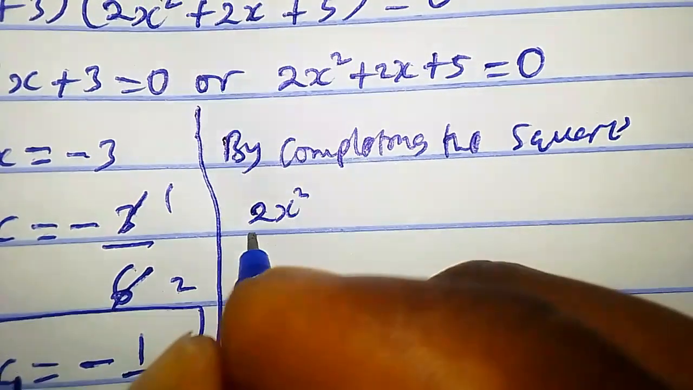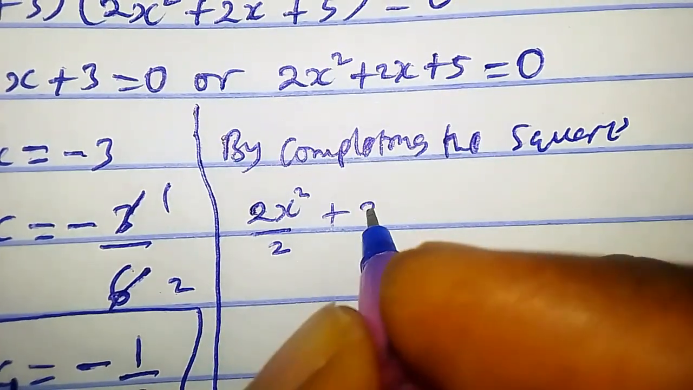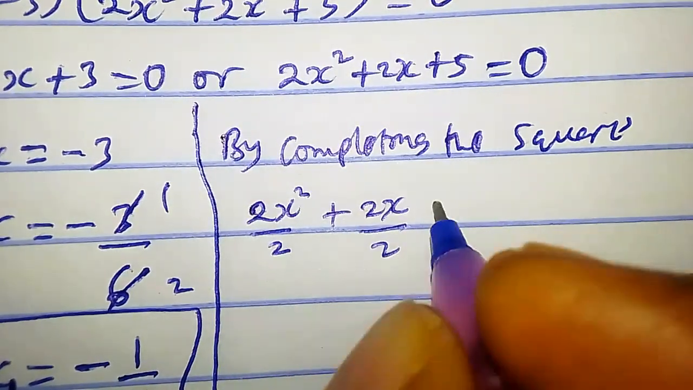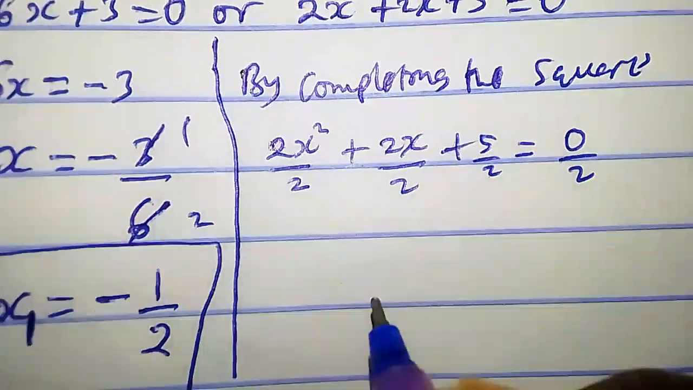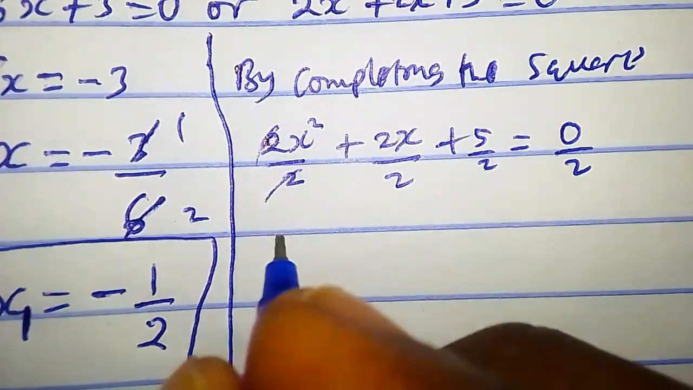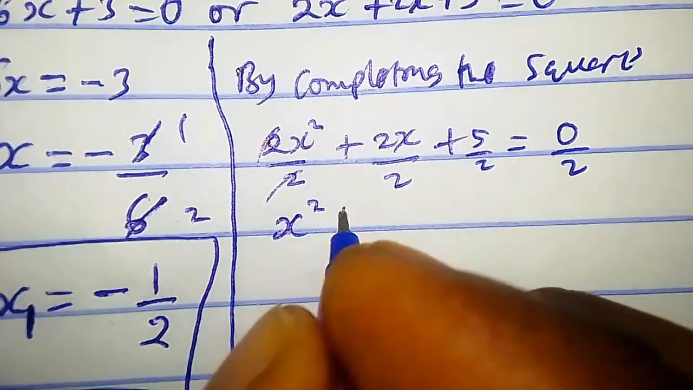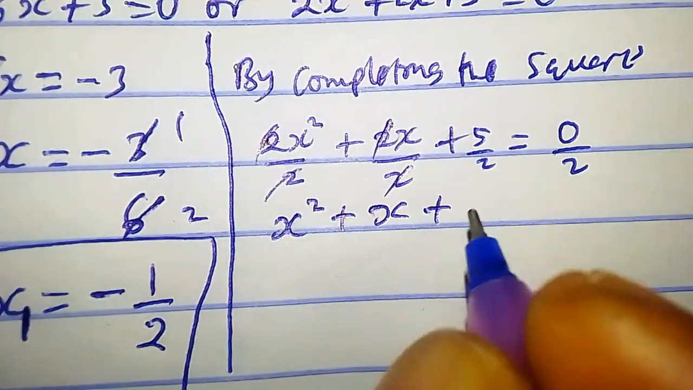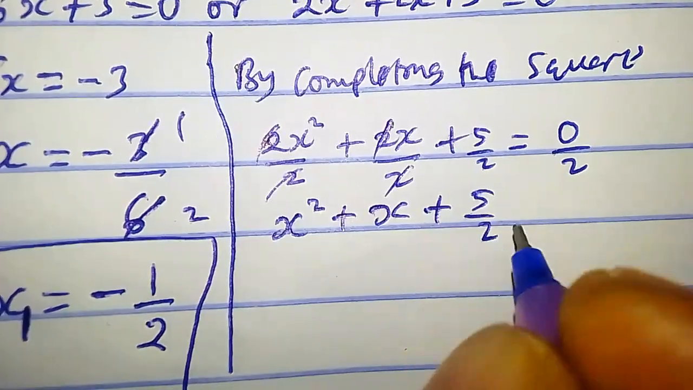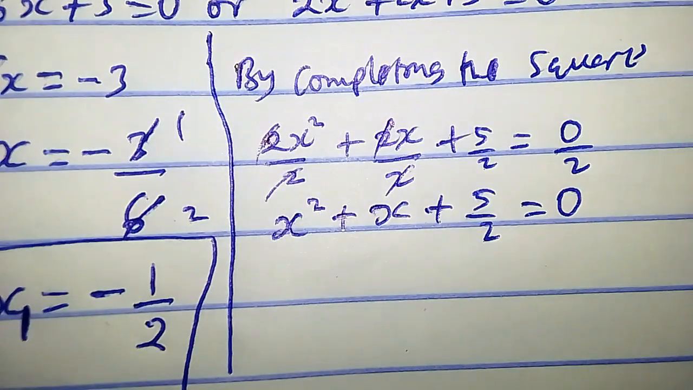So that will be 2x squared divided by 2 plus 2x divided by 2 plus 5 divided by 2 equal to 0 divided by 2. 2 cancels 2. We have x squared plus x plus 5 over 2 equal to 0.